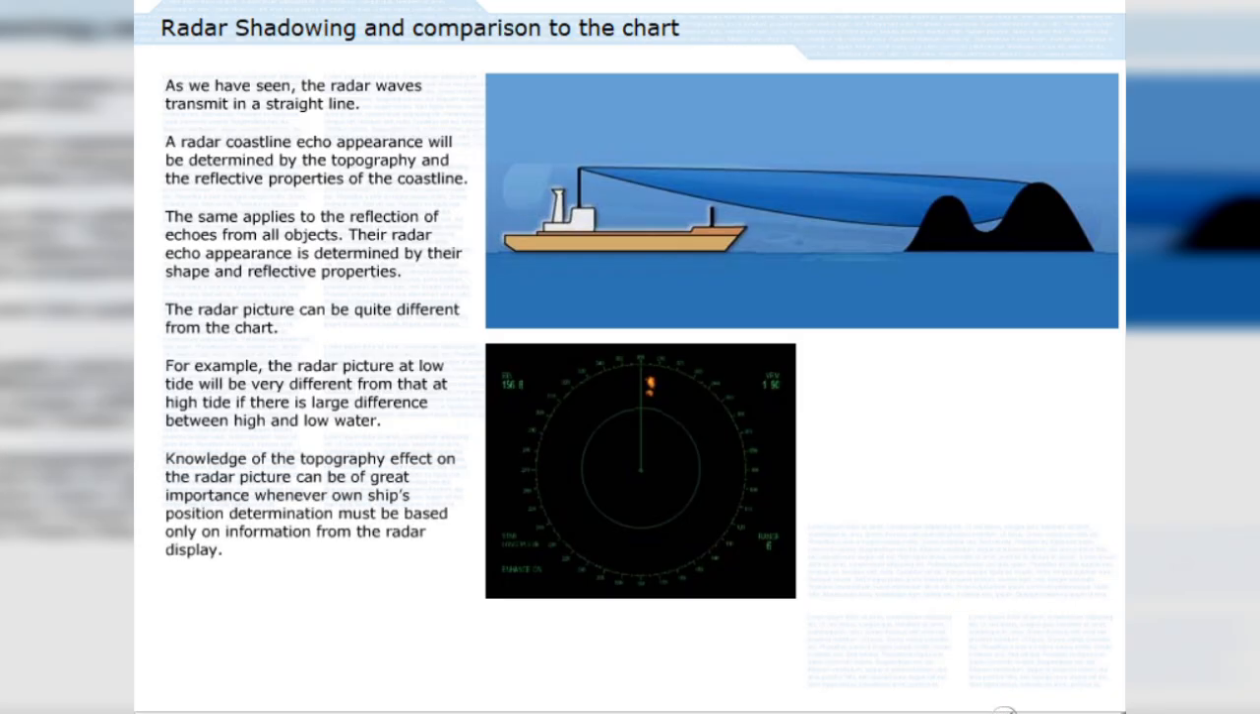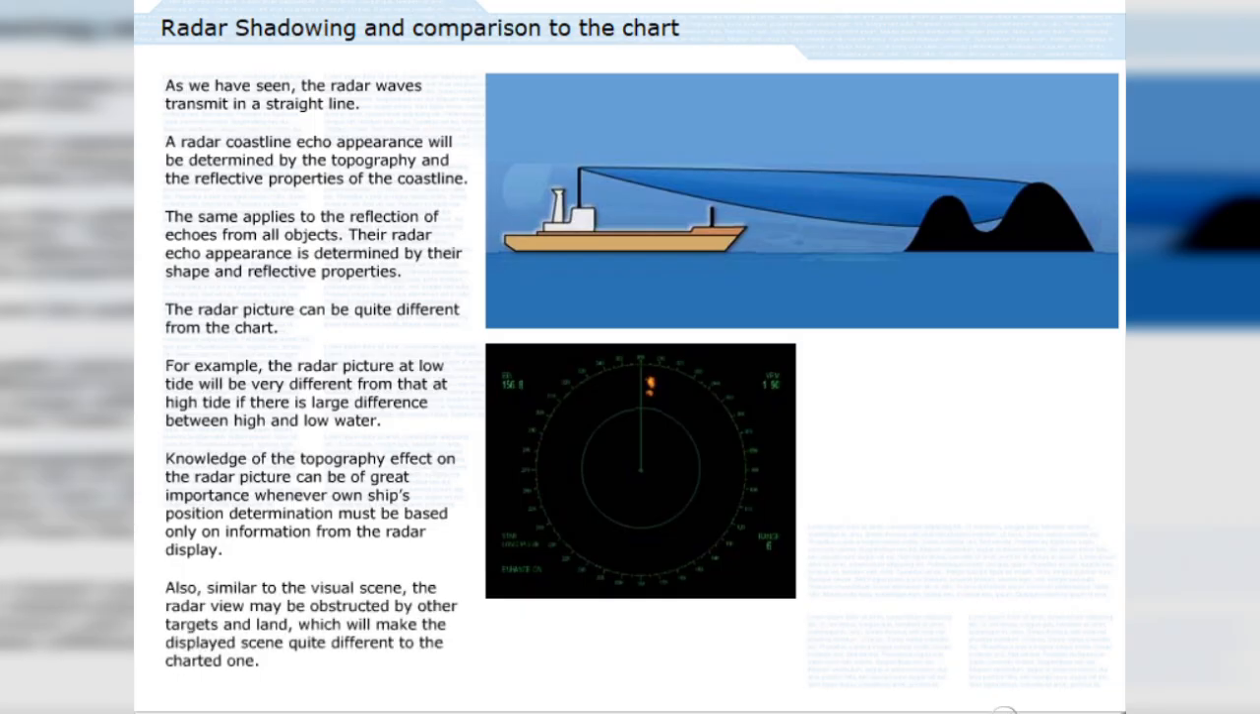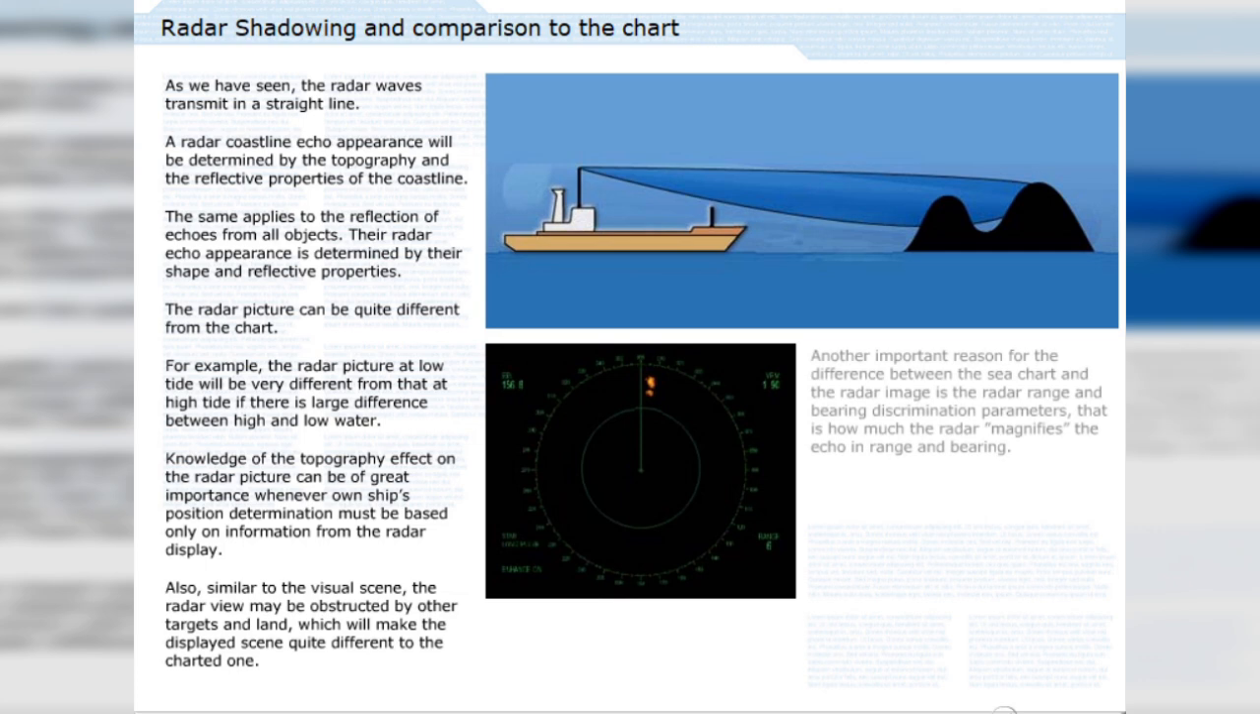Knowledge of the topography effect on the radar picture can be of great importance whenever own ship's position determination must be based only on information from the radar display. Also, similar to the visual scene, the radar view may be obstructed by other targets and land, which will make the displayed scene quite different to the charted one. Another important reason for the difference between the sea chart and the radar image is the radar range and bearing discrimination parameters. That is, how much the radar magnifies the echo in range and bearing.